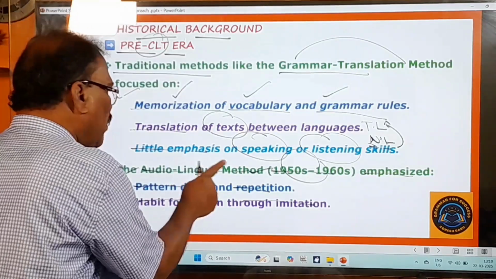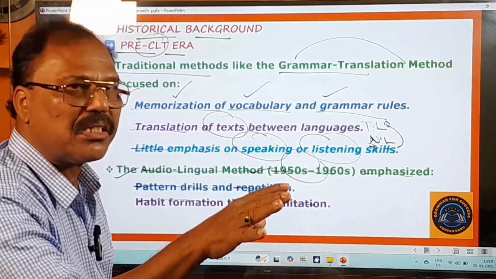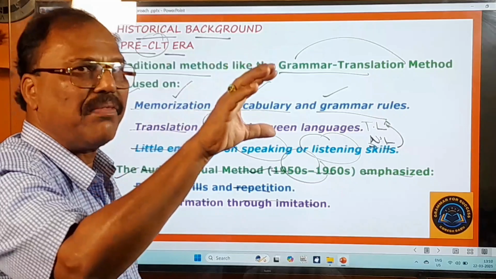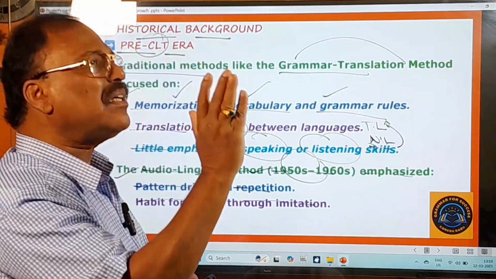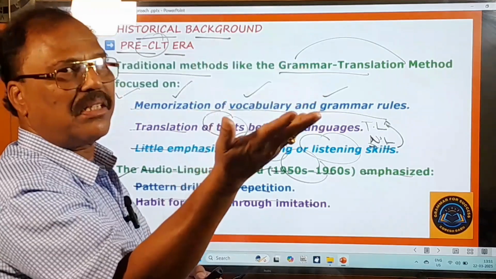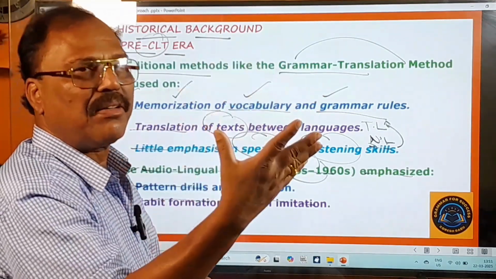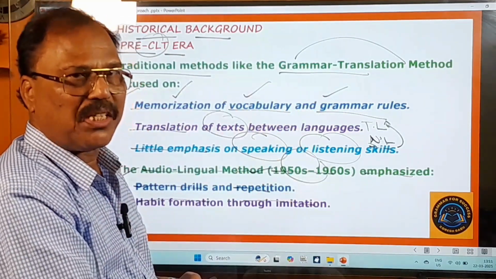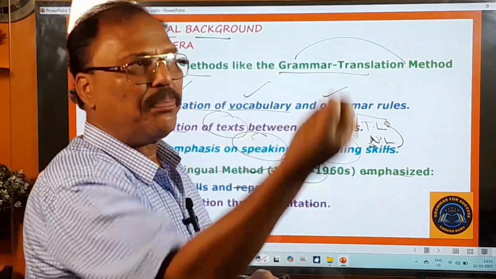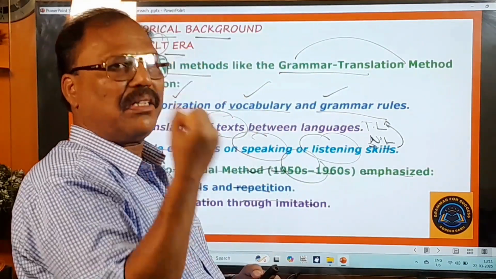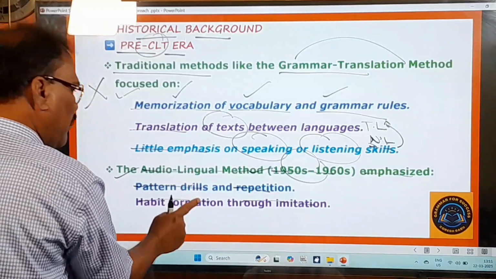This audio lingual method also asked the students to learn the target language only through imitation, meaning only by listening to the words spoken by others. That is called imitation, a habit formation process. By listening to others, after some time you are very likely to pick up that language. So that advantage is there, and it encouraged this.